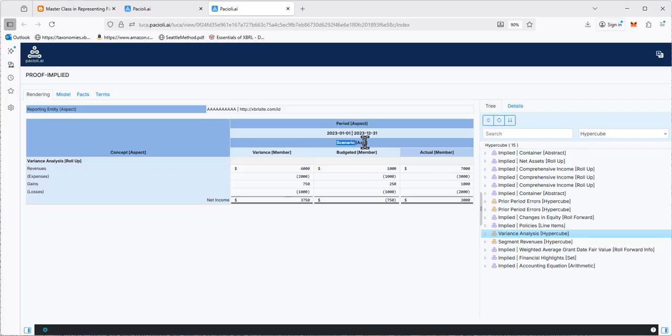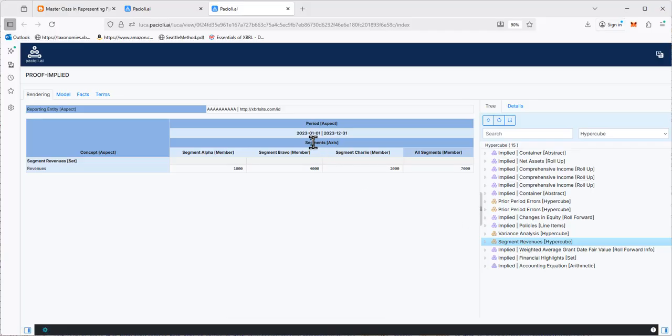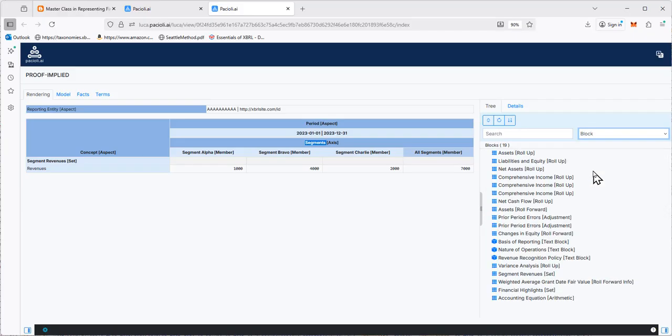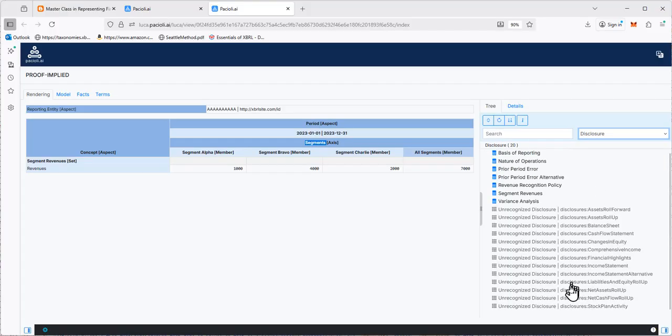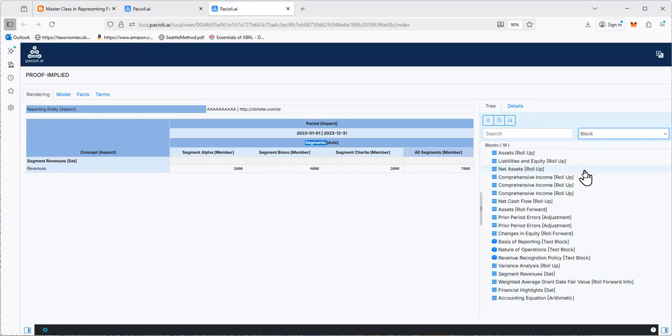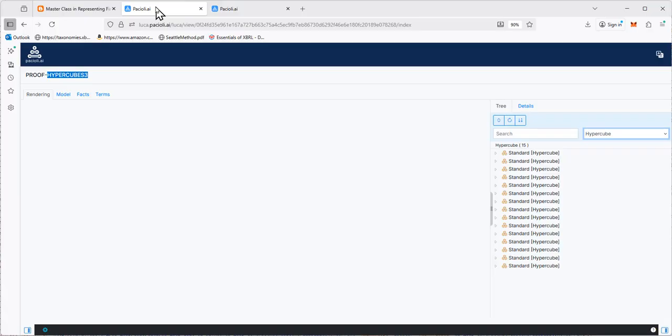you have to add a scenario dimension. And in this segment revenue hypercube, you have to add a segment dimension. Besides that, everything can be implied. And that is the only difference. Again, the number of blocks is exactly the same. The number of information blocks is exactly the same. The disclosures, again, are fewer bugs, but forget about that in this application. That's really it for the difference between proof implied and proof hypercubes 3.